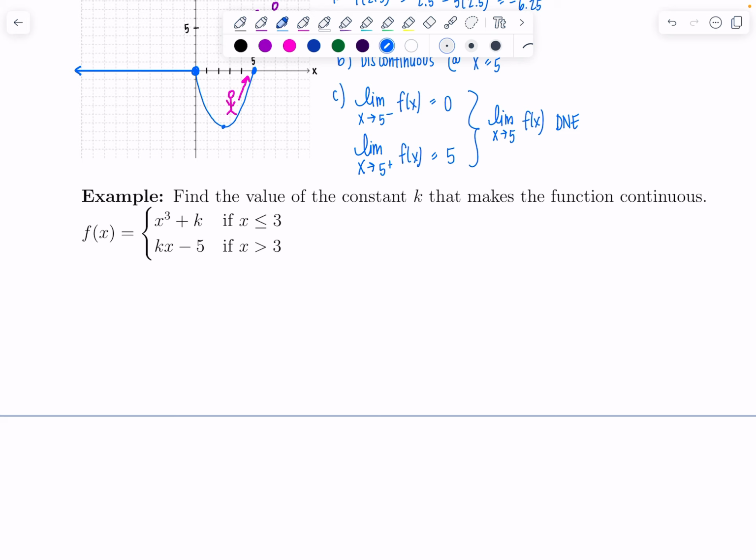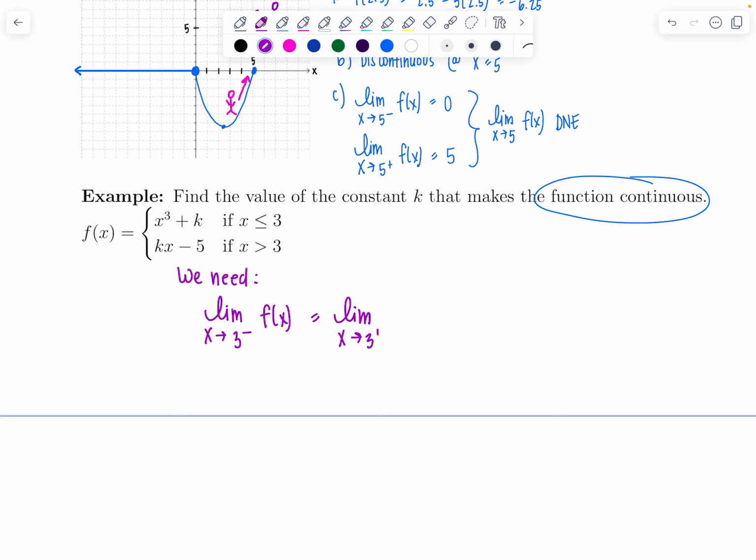So basically, what we require in order to force this function to be continuous is we need the limit as x approaches... What value of x am I nervous about with this piecewise function? I'm only nervous about x equals 3. So I need the limit as x approaches 3 from the left of f of x to equal the limit as x approaches 3 from the right of f of x.